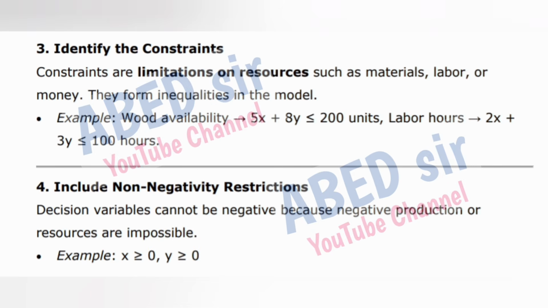3. Identify the constraints. Constraints are limitations on resources such as materials, labor, or money. They form inequalities in the model. Example: wood availability 5x + 8y ≤ 200 units, labor hours 2x + 3y ≤ 100 hours. 4. Include non-negativity restrictions. Decision variables cannot be negative because negative production or resources are impossible. Example: x ≥ 0, y ≥ 0.